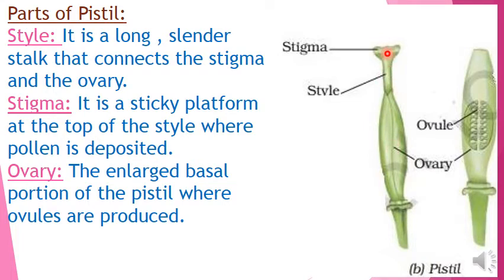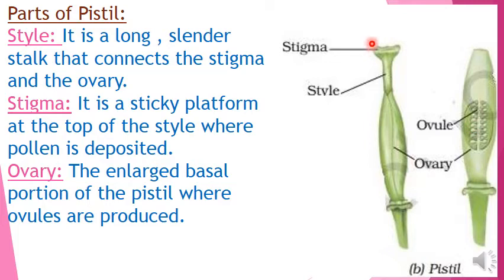Stigma is the upper part of the female organ, whereas ovary is the last part, in which ovules are produced. Stigma collects the pollen grains and sends them to the style, whereas style passes the pollen grains to the ovary. What is the ovary then? Ovary is the enlarged basal portion of the pistil where ovules are produced. Ovary is the last part of the female reproductive organ of a flower in which ovules are produced. Ovules are called female gametes.